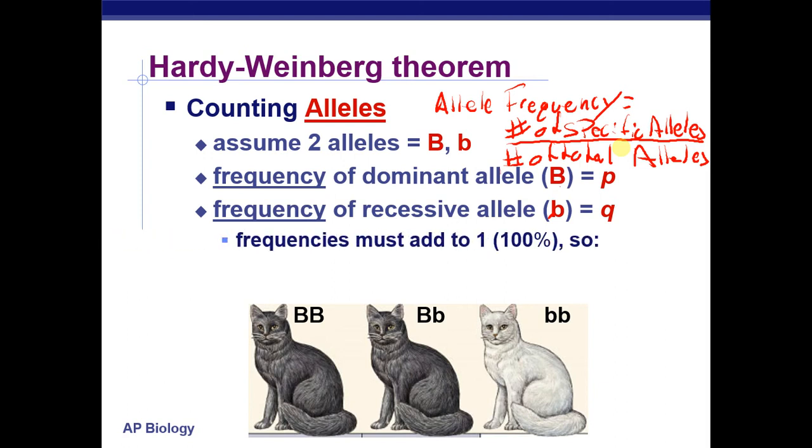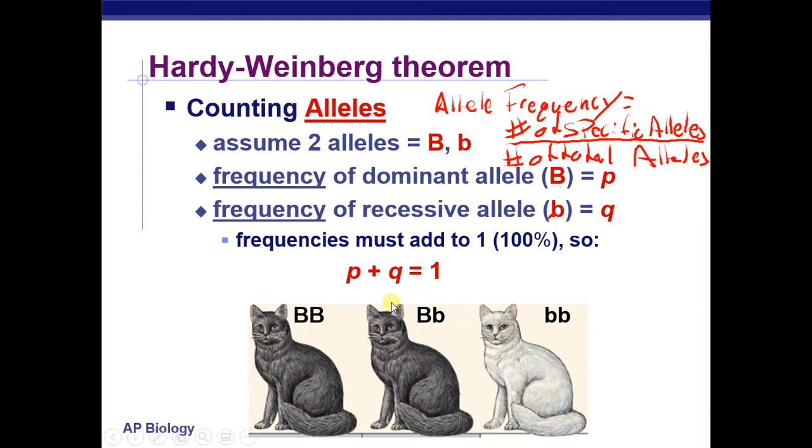So because it's a proportion, they have to add up to 100. So P plus Q needs to be 100, or P plus Q equals 1. So the Hardy-Weinberg equations are a group of two equations, and this is the first one. P plus Q equals 1.